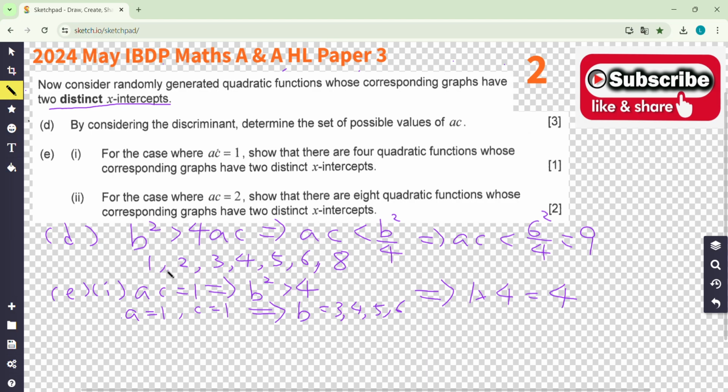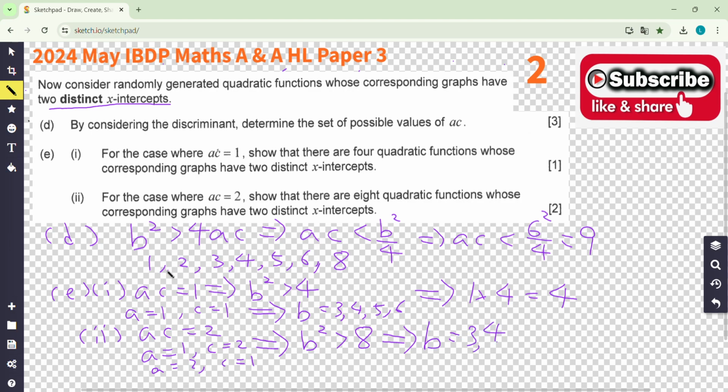For E2, a little bit complicated. AC equals 2. What are the possible A and C? 2 cases. 1, 2 or 2, 1, right? Both are okay, so 2 cases. And then B squared larger than 4AC, so B squared larger than 8. Counting game again. What are the possibilities? B squared larger than 8. 3 is okay, right? So it is 3, 4, 5, 6 again.